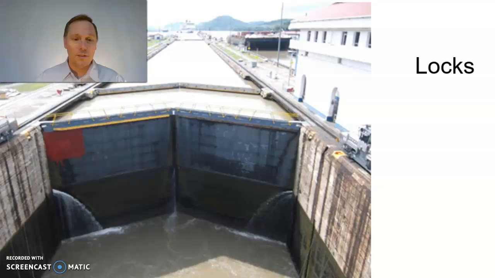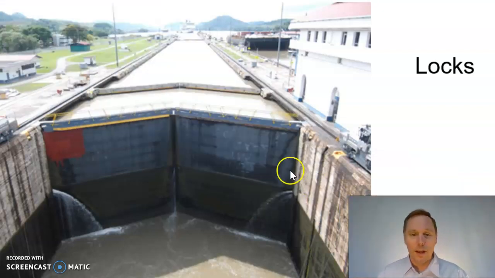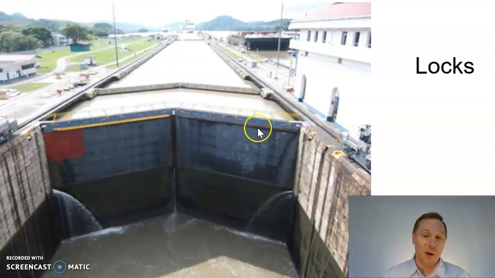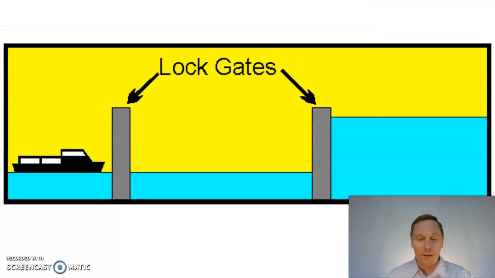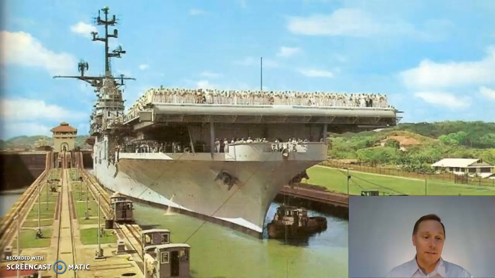All right, and let's see, here is a better picture of the locks. So you can see on one side, the water is about 30 feet different than the other side. And that's how they do it. Boats just go through these gates, they lock it in, pump water, and move them through. And is that an aircraft carrier? They're squeezing through there, so they get lots of traffic.